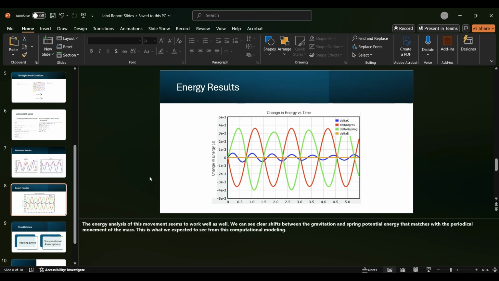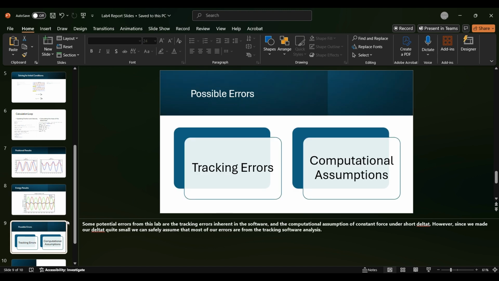And also here are our energy results. As we can see, delta E stays constant throughout because energy is not destroyed. It stays constant. And as you can see, the delta K fluctuates with delta U grav in respect to each other, which cancel each other out in the end to form the delta E, which is zero. And that's what we see from this computational model.